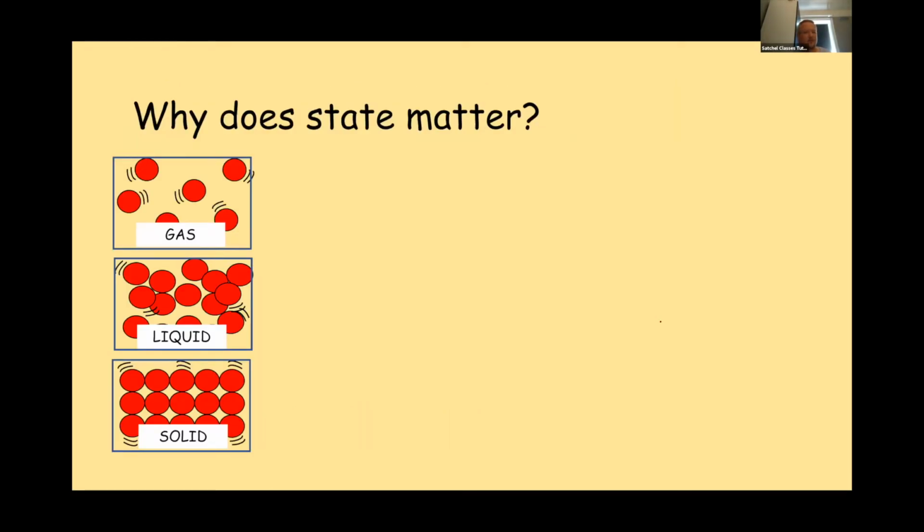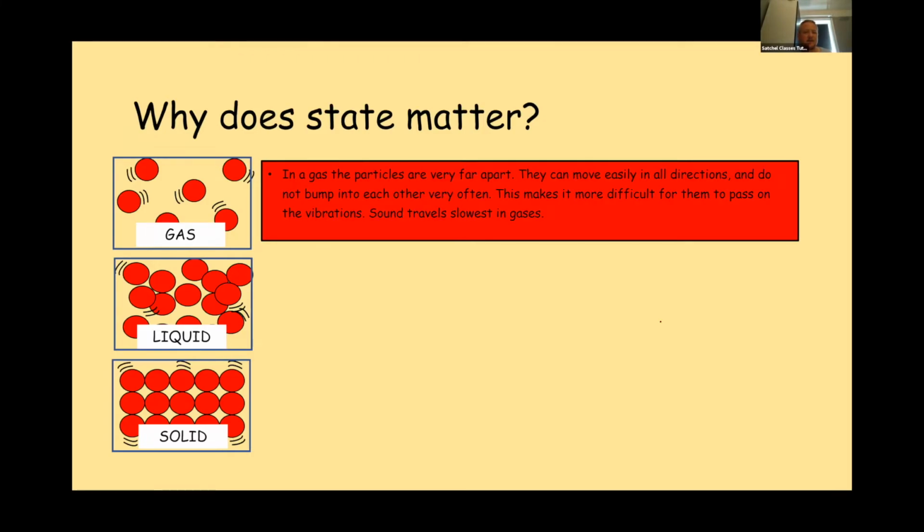Let's just compare all three again. In a gas, the particles are very far apart. Because they're far apart, they can move easily in all directions, and they don't often bump into each other. This means that if I vibrate one gas particle, I've got to wait for it to make its way across to its neighbour and hit that one to make it vibrate the same way. This means that sound travels slowest in gases, although it does travel. Otherwise, whilst I'm talking to you now, because of the air between me and the speaker on my computer, you wouldn't be able to hear me.